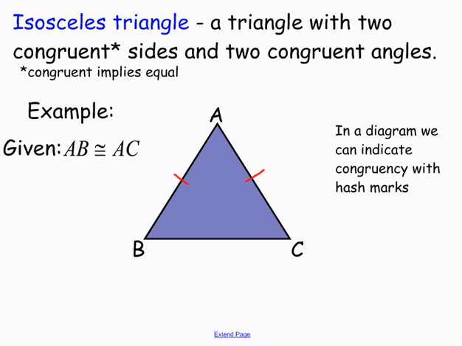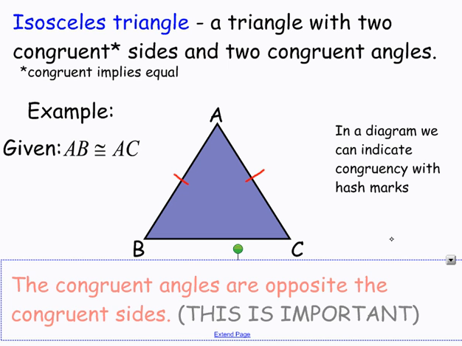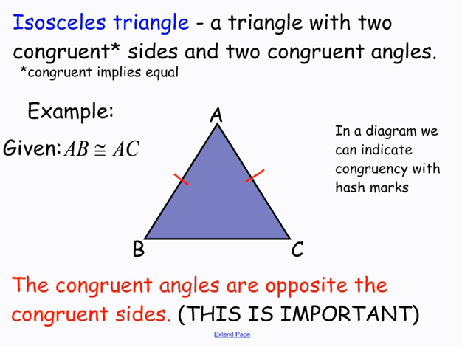All right, now, since we know these two sides are congruent, we know that we have congruent angles. And the congruent angles are opposite the congruent sides. So we know that angle B is congruent to angle C. So these two angles are congruent to each other also. So we could say angle B is congruent to angle C.